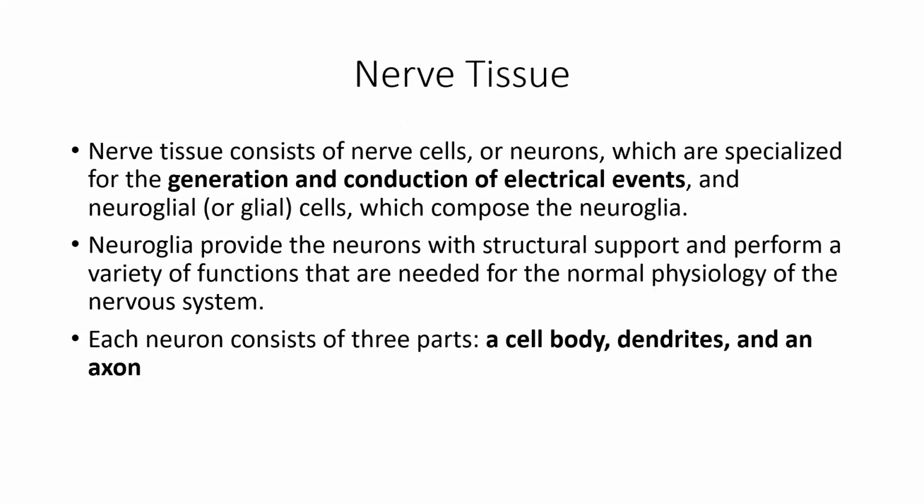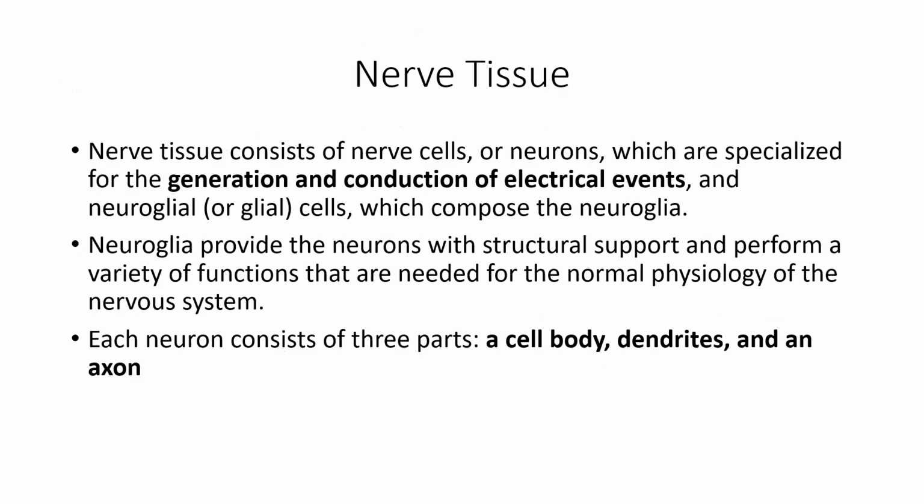As for the nerve tissue, in the nerve tissue, we have the neurons, which are responsible for generation. Pay attention to both generation and conduction of the electrical events. We're going to discuss it really in a couple of minutes. And the neural glial cells, which have different types of functions. I'm going to discuss them as well.